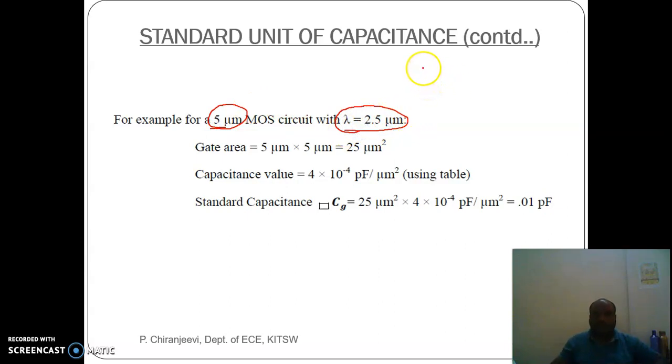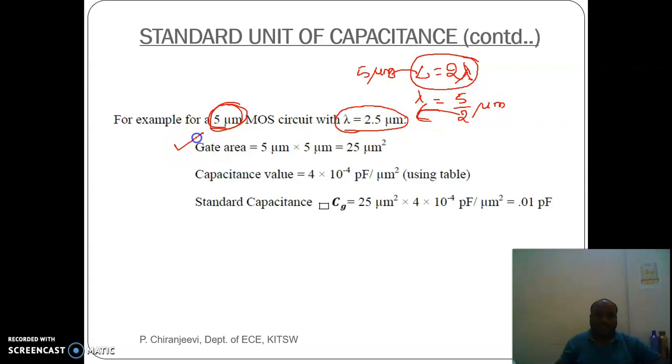So always L is equal to 2 lambda, based on the generalized lambda-based rules. This expression is known to us. So when I say 5 micrometer technology, that is channel length is 5 micrometer. That represents lambda is equal to 5 by 2 micrometer, that is 2.5 micrometer. In that case, the standard square gate area will be 5 micrometer by 5 micrometer, or 2 lambda by 2 lambda, that is 25 micrometer square.